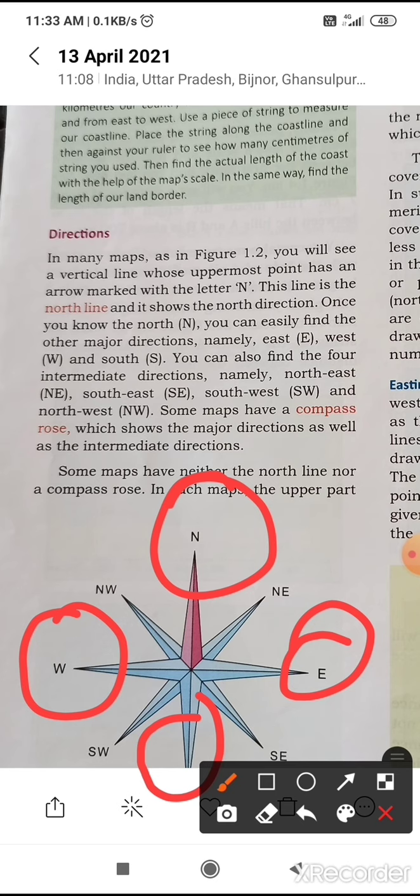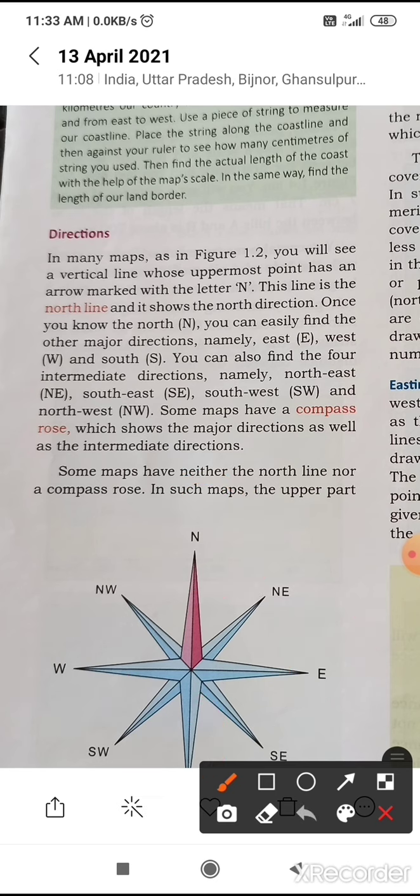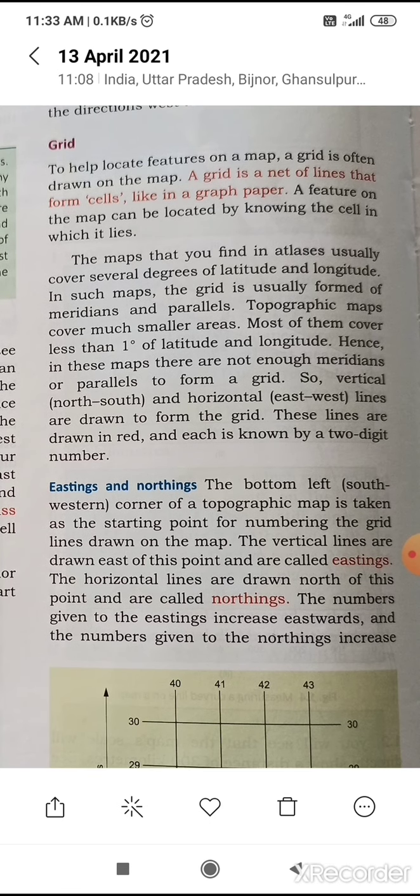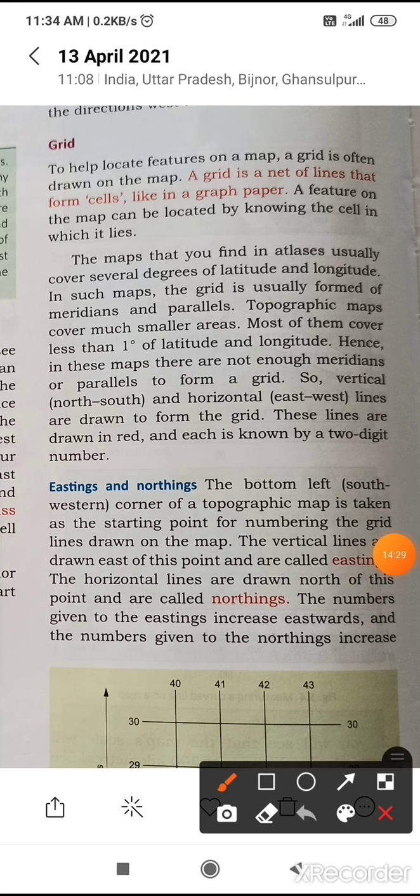Next is, what is a grid? So again this one is very important. You have not studied this one in 6th class, so you have to study this one in a detailed way so that in higher classes you will not get confused. Okay, so what is a grid? First of all, you have to learn this definition, that a grid is a net of lines that form cells like a graph paper. How?